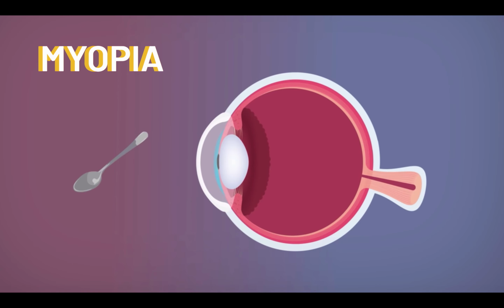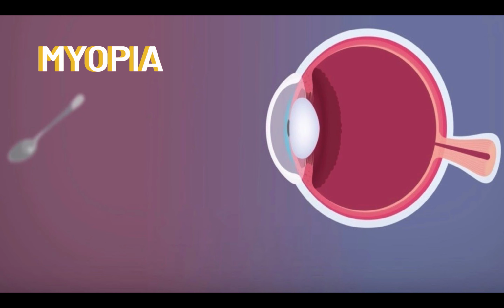It is one of the most common vision deficiencies. It's a condition of the eye in which nearby objects can be seen clearly, but distant objects, here, with a spoon, appear very blurry.